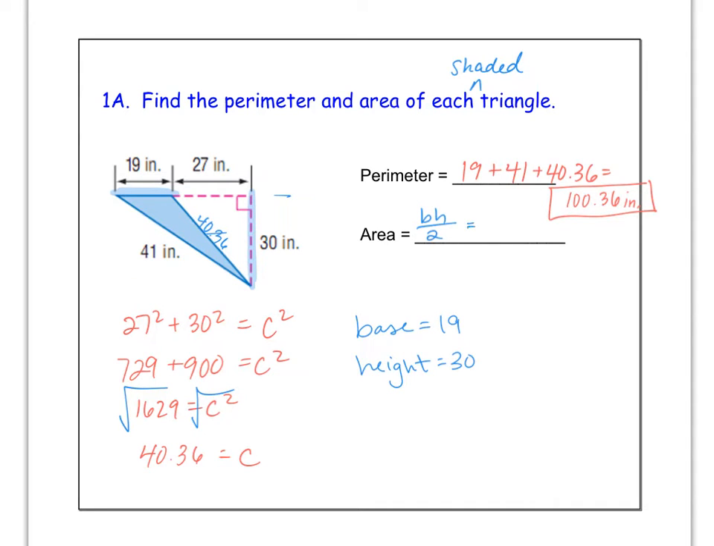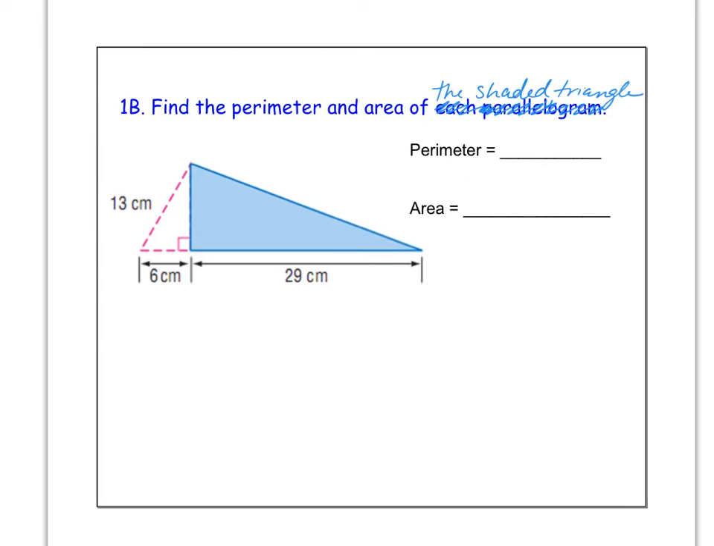Next, we're going to take 19 times 30 divided by 2. When we type that in, we get 285, and it's going to be inches squared. That's the size or the area of that triangle. 1b, find the perimeter and area of the shaded triangle. Notice I had to fix the instruction there. So we're going to try to find the distance around this blue triangle, but I only know one side, the 29, so I have to find the other 2 sides.